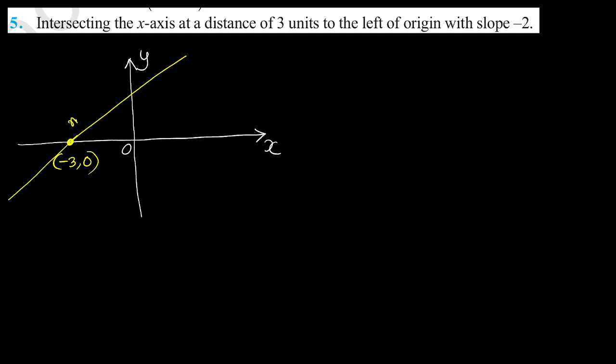Slope is given to us. The slope of the line is given as -2. I want the equation of the line. For that purpose, let x comma y be the general point on the line. I want the relation connecting x and y.